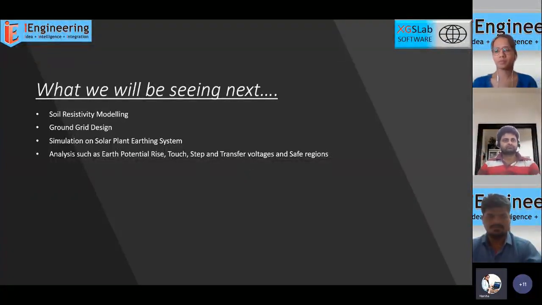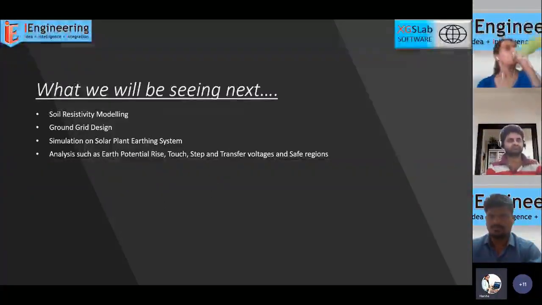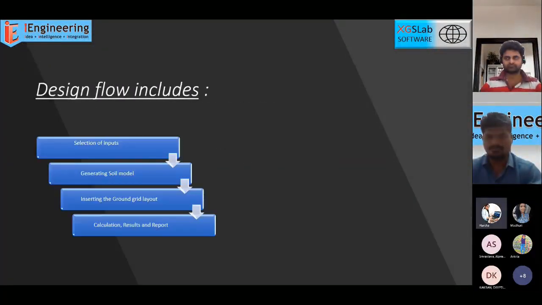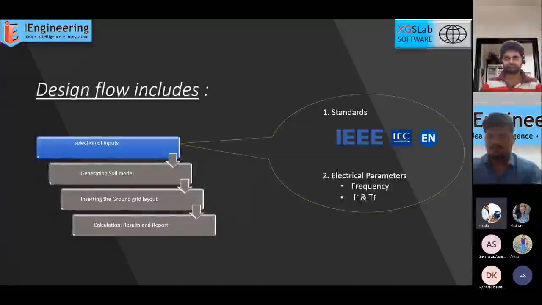So I will just introduce what we are going to see next. First of all, we will see the soil resistivity modeling, then ground grid design in software, then simulation on solar plant earthing system, then analysis such as earth potential rise, touch voltages, step voltages, transfer potential, and safe regions analysis.